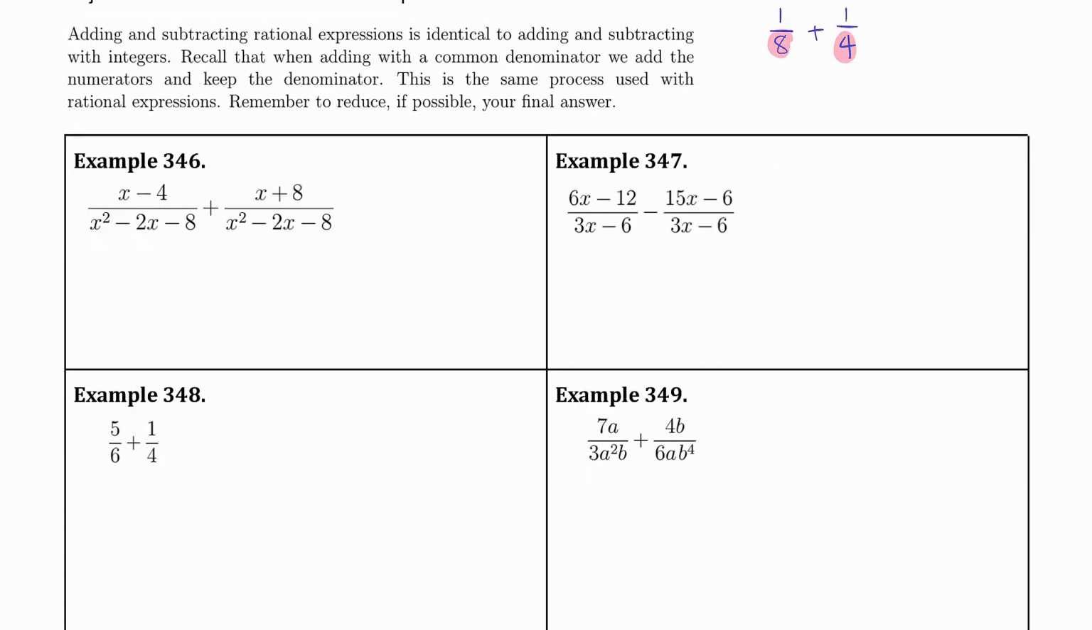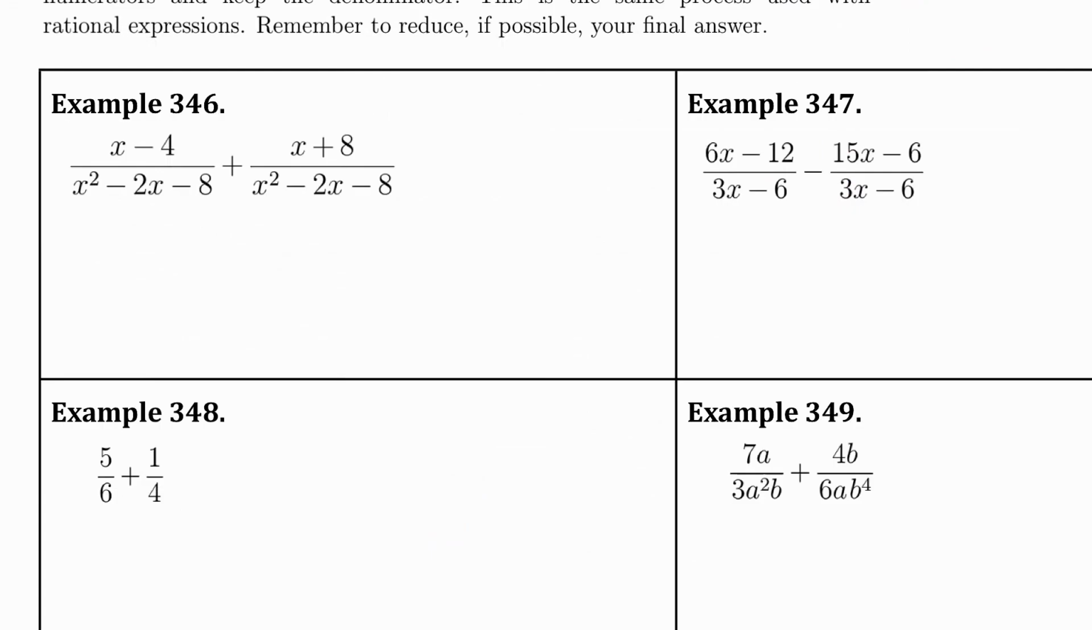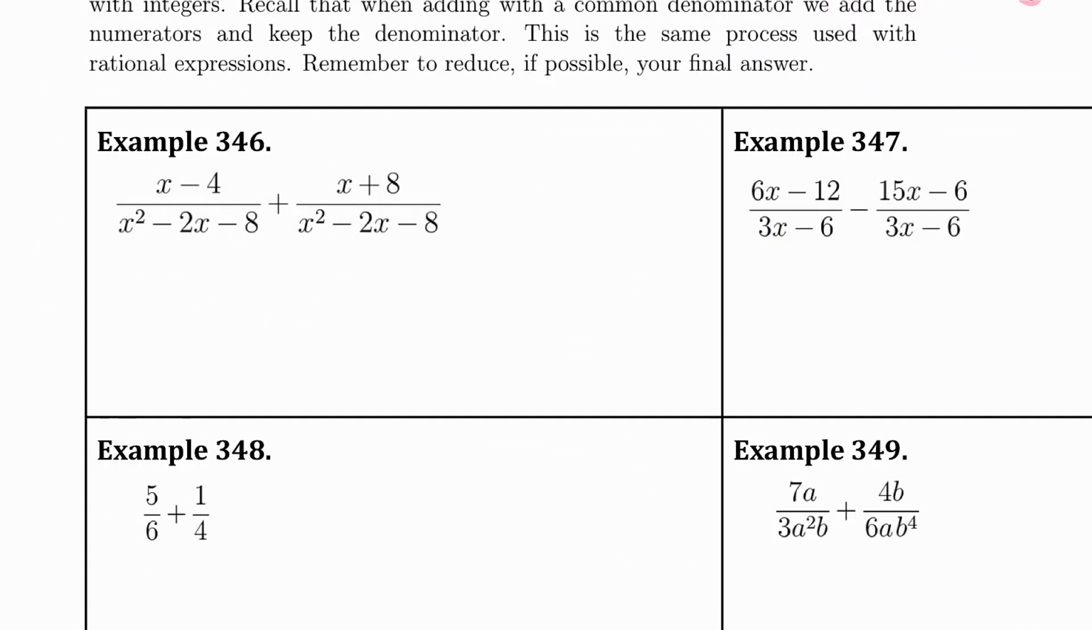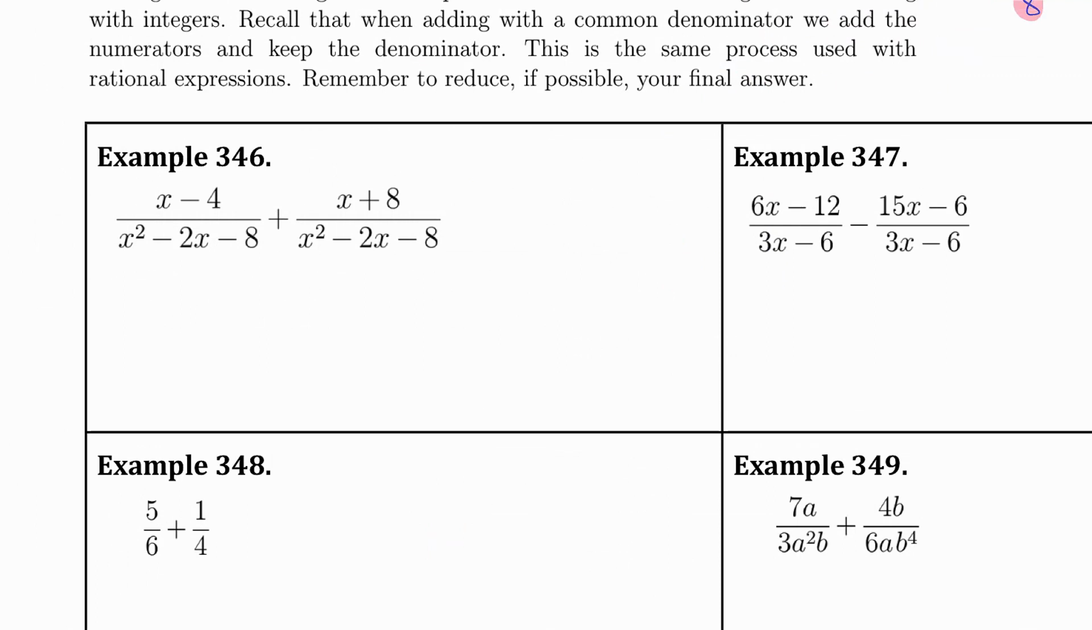Okay, so on 346 and 347, we have rational expressions. We have more than just a simple fraction going on here. We have binomials on top, trinomials on bottom. So you'll notice here, we do have a common denominator. We have the same thing on bottom here and here. So that's nice, so we don't have to do anything to change this before we add or subtract.